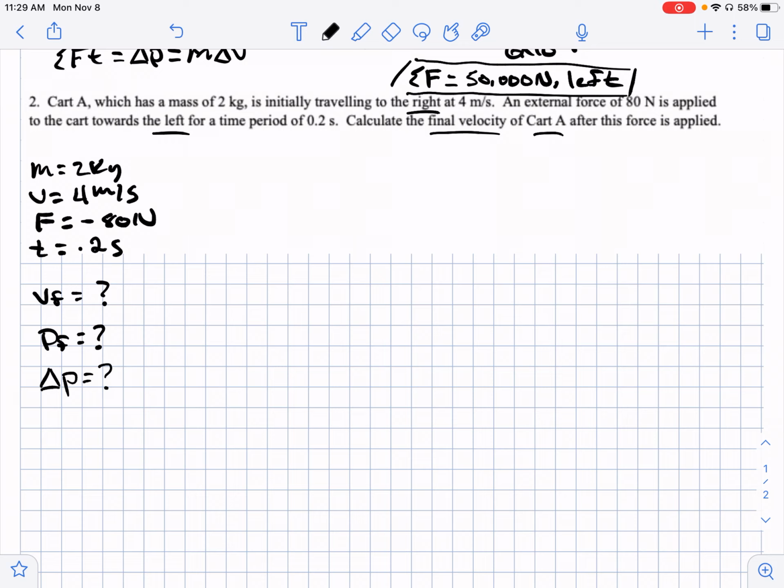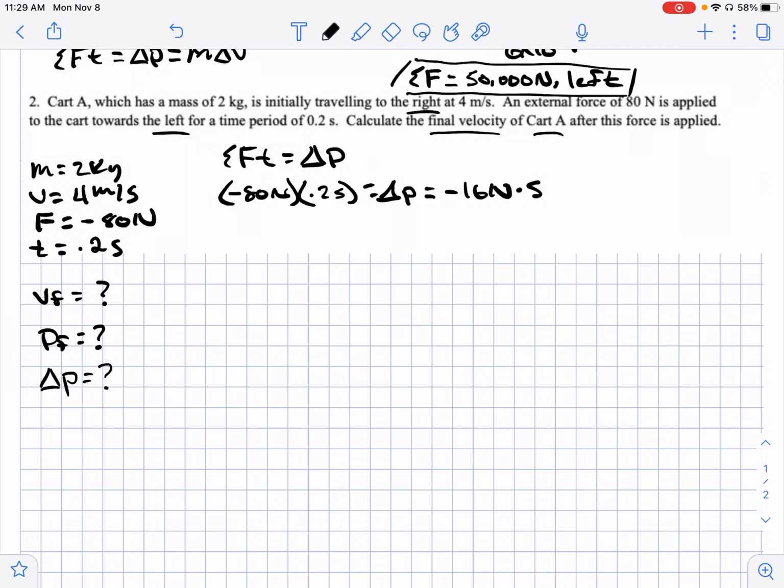So we know that a net force times time, your impulse, is equal to change in momentum. And the net force here, we had negative 80 newtons. And the time we had was 0.2 seconds. And that's going to be equal to my change in momentum, that delta P. And I get negative 16 newtons times seconds.